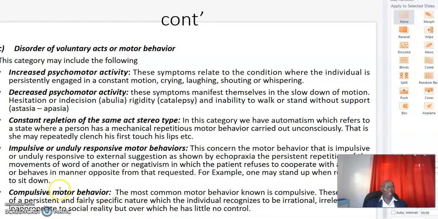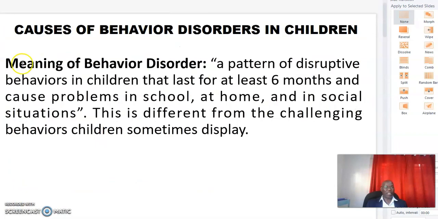So that marks the end of our class today. In our class today, we have been looking at the causes of behavior disorders in children.